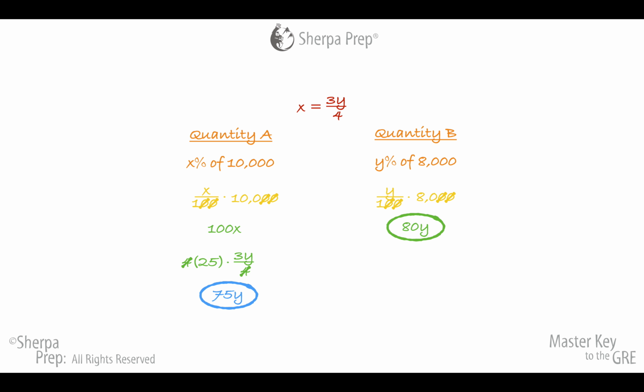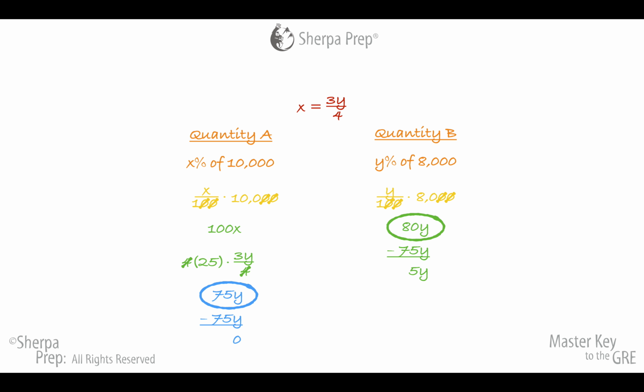As a last step, remember, you can subtract anything you want from your two quantities as long as you subtract the same amount from both quantities. So to simplify this one step further, I'm going to remove 75y from both quantities, leaving us with 0 for quantity A and 5y for quantity B.